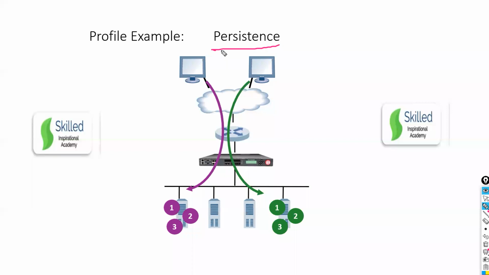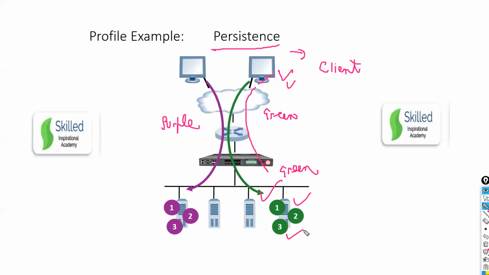First is persistence profile. Persistence generally means, can you see there are two types of connection, one is green, one is purple. Can you see this repeated client request coming from the same client is always going to your green server. First request, second request, third request. So persistence refers to directing a client request to the same backend server. Here is the catch, the same backend server during a session.